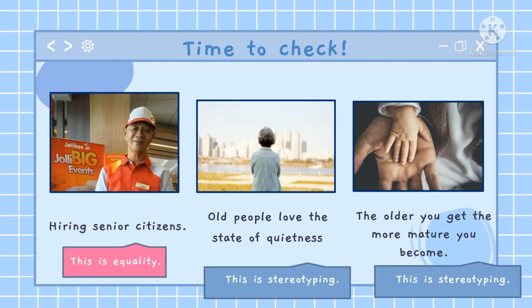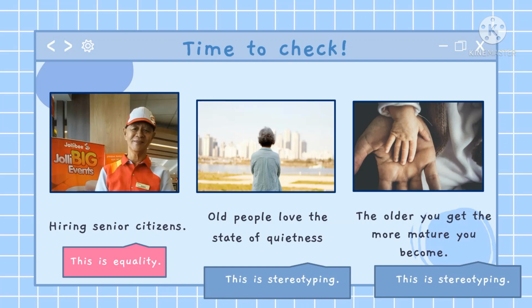First image shows the hired senior citizen. This is equality because we do not set or limit the people who can work in our field. In this company, they allow and hire the old man to work in their fast food chain because they believe that he can still work.